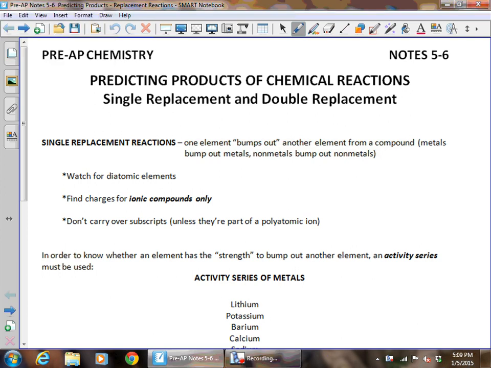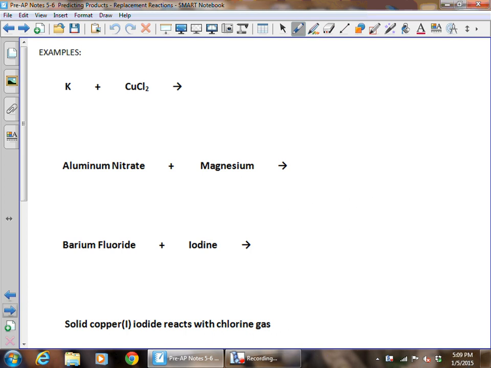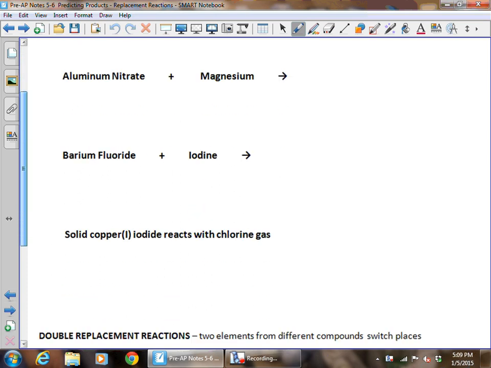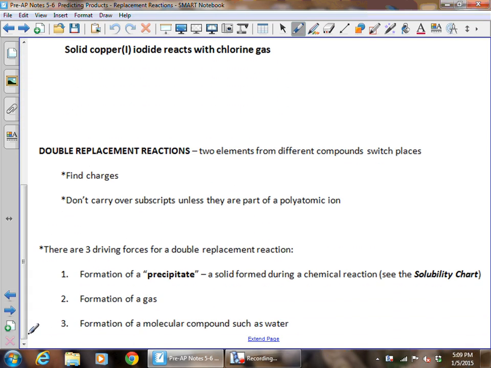In this next video, we are going to discuss double replacement reactions, or at least we're going to start discussing double replacement reactions. We're going to split this into two different videos. But what I want us to focus on in this second part of the video is how we know whether a double replacement reaction will occur or not.